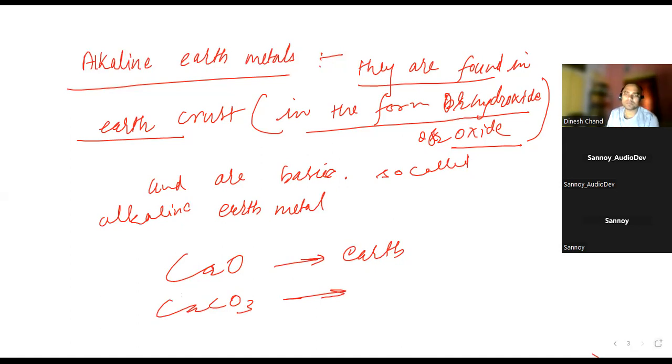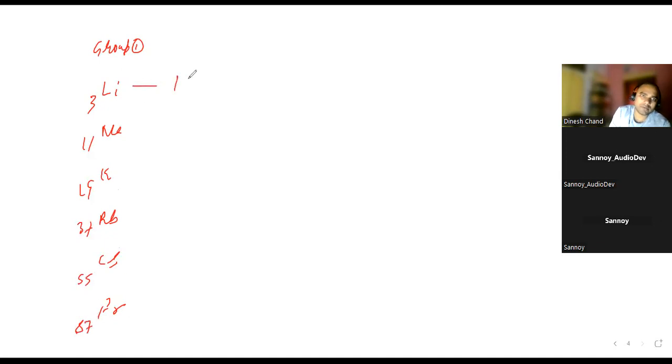Now, the configuration. You see group 1. Let us see group 1: lithium, sodium, potassium, rubidium, cesium, francium. So here are the atomic numbers 3, 11, 19, 37, 55, 87.